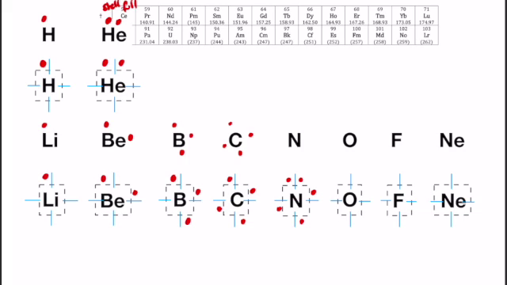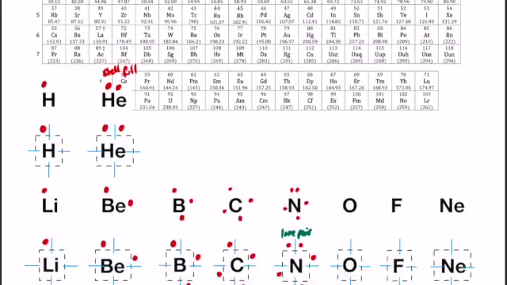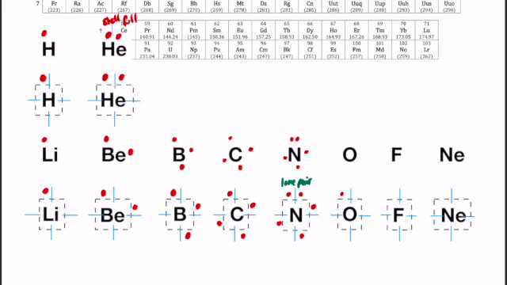Nitrogen has 5. So nitrogen, 1, 2, 3, 4, 5. And now we see there's a pair. We call this kind of pair a lone pair. So when we draw our Lewis structure, we have those two, this side, and this side. Oxygen has 6 valence electrons. So we do the same process, starting from here, 1, 2, 3, 4, 5, 6. So we see there's a pair here and a pair here. So pair, pair, single, single.